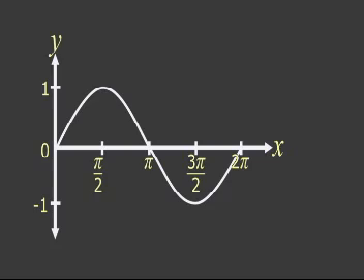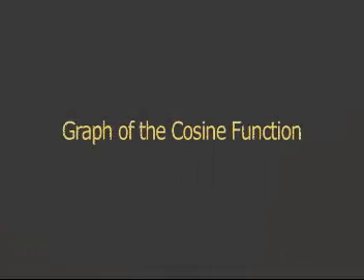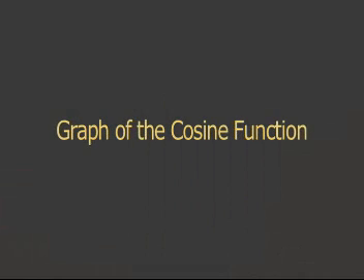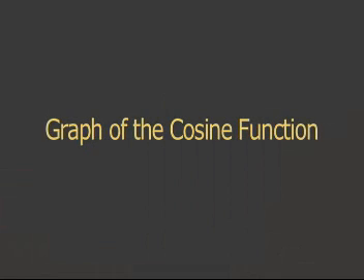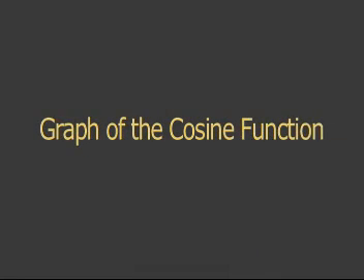Let us start with cosine. Do you remember what the cosine is? The cosine of an acute angle is the ratio of the length of the adjacent side to the length of the hypotenuse. But before we draw the graph of the cosine function, we first need to determine the cosine values.